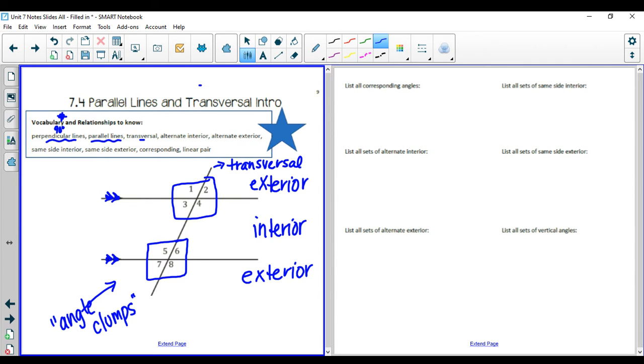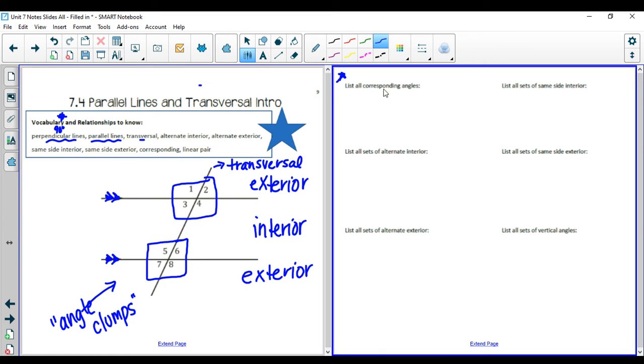The first term that we're going to talk about today is corresponding angles. Corresponding, we've seen that word before when we talked about similar figures, and it very simply means in the same spot. When we look for sets of angles within our picture, we pick one angle from the top clump and one angle from the bottom clump, with the exception of verticals, which we'll get to in just a minute. So corresponding means in the same spot, and you can think about this one like a zip line.